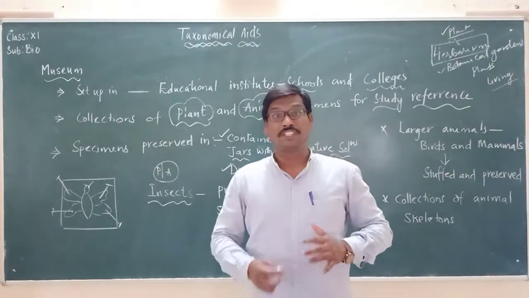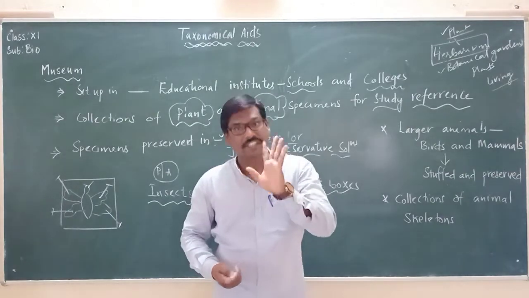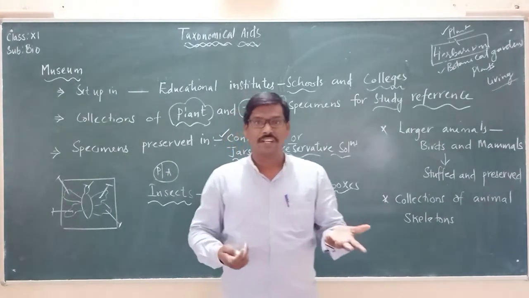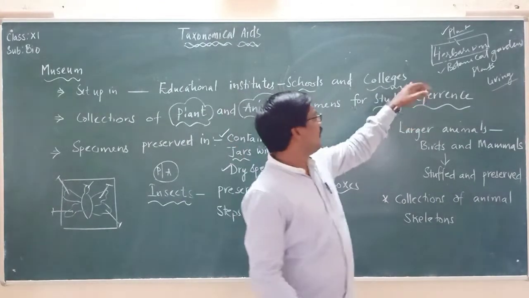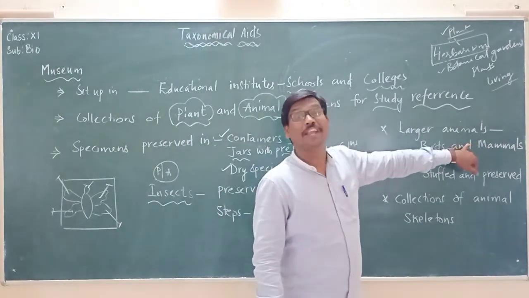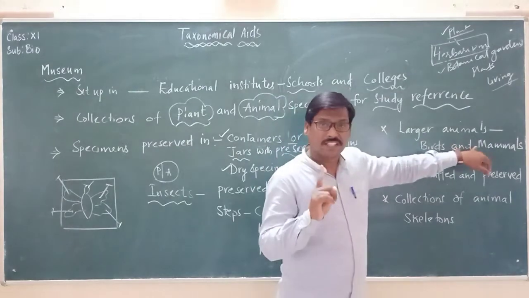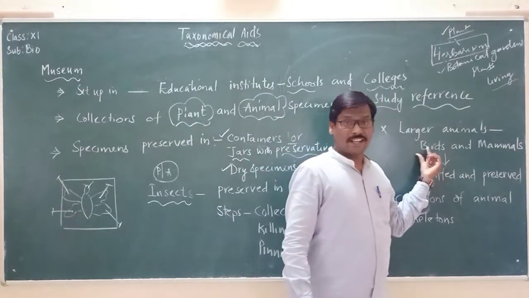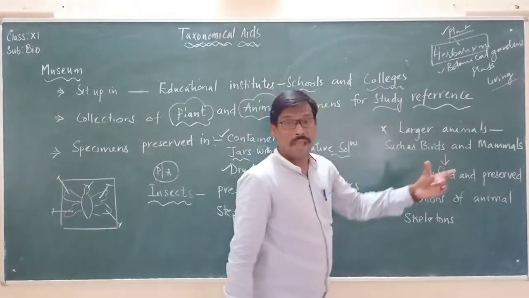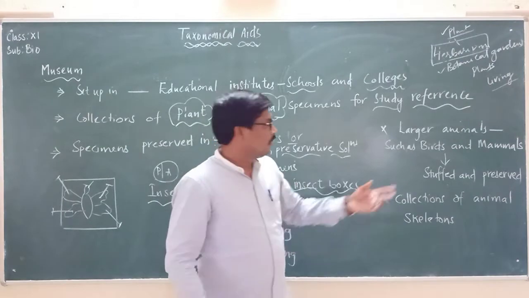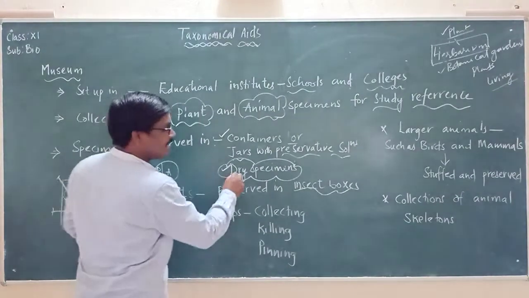But the question is, if it is a big plant or animal, what do we do? Especially with animals like birds or mammals, how do they preserve them? Now, we are talking about larger animals, not plants, such as birds and mammals. How do they preserve them? Birds and mammals are also preserved in the form of a dry specimen.